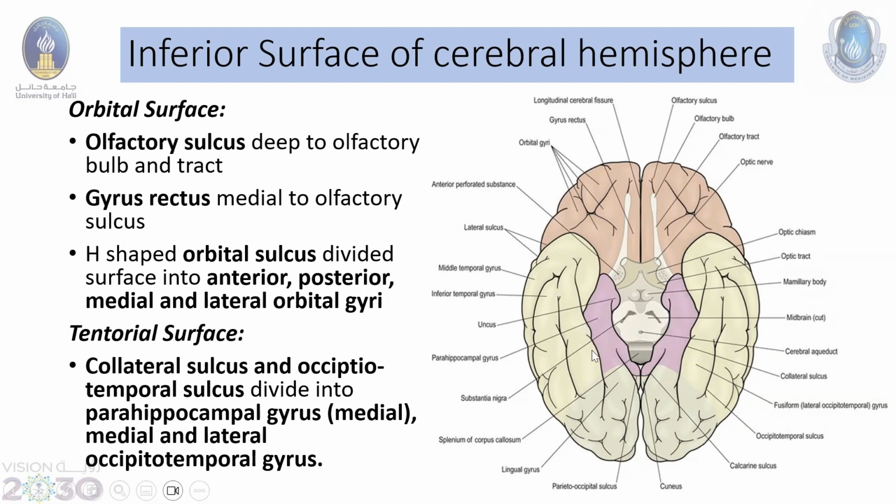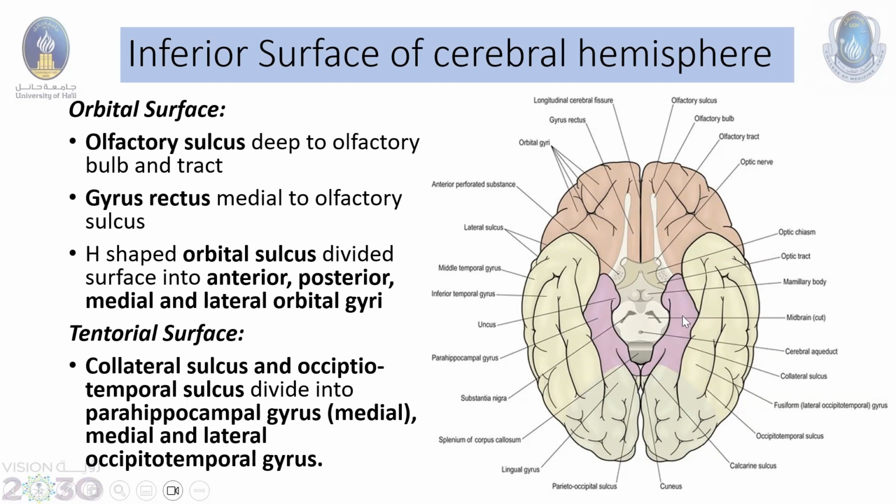Then we have this sulcus. This is called as the collateral sulcus. Then deep to that, this one area has been invaginated inside. That is called as the medial, and this is the lateral occipitotemporal gyrus. Actually, it is not the parahippocampal gyrus invaginated, but the medial, and this is the lateral occipitotemporal gyrus. So these are the three areas.